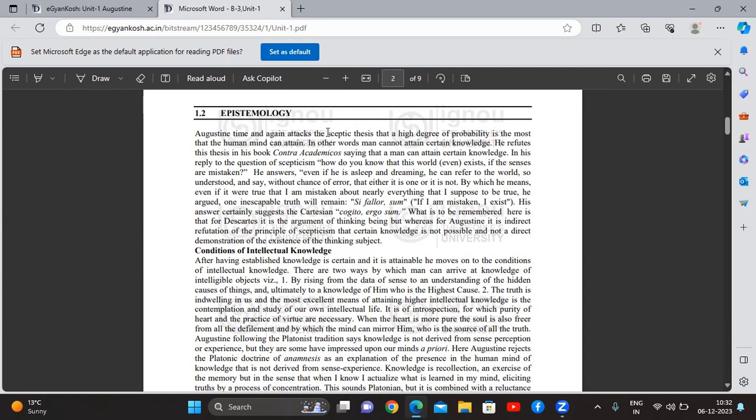But Augustine says this is wrong. This is absolutely wrong. That means we can get knowledge about the world, and absolute knowledge about the world. So he refutes this thesis in his book Contra Academicos, saying that a man can attain certain knowledge. That means Augustine believes that we can get certain knowledge, knowledge that has certainty.